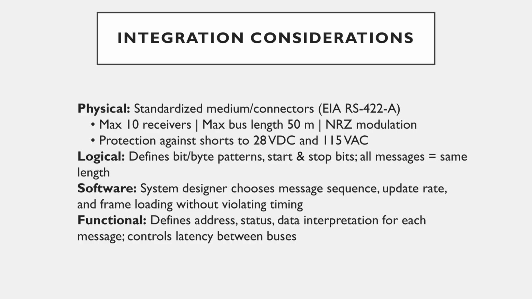Integration includes physical, logical, software, and functional aspects. Physically, CSDB follows RS-422A and supports 10 receivers with electrical protection. Logically, data patterns and message lengths must be consistent. Software defines sequencing and update rates, while functional integration ensures correct interpretation of address, status, and data fields.